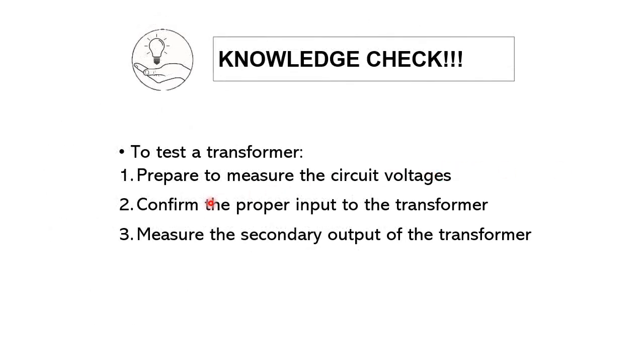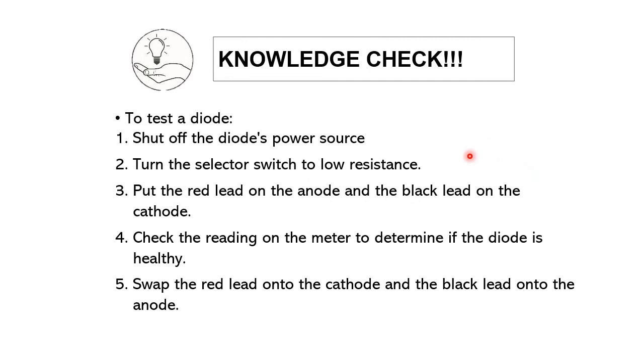To test a transformer, first, prepare to measure the circuit voltages. Second, confirm the proper input to the transformer. Third, measure the secondary output of the transformer. And to test the diode, shut off the diode's power source. Then turn the selector switch to low resistance. Put the red lead on the anode and the black lead on the cathode. Then, check the reading on the meter to determine if the diode is healthy, and swap the red lead onto the cathode and the black lead onto the anode.